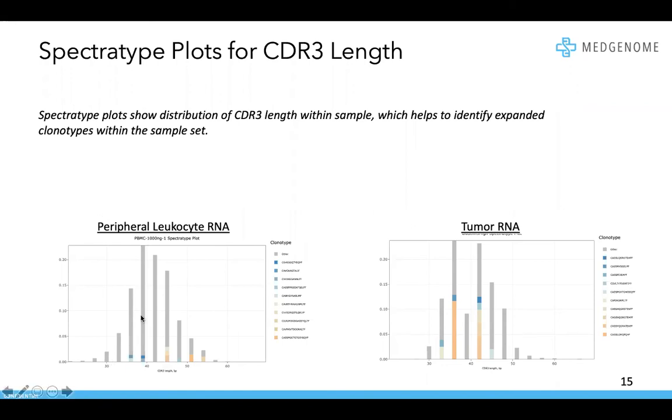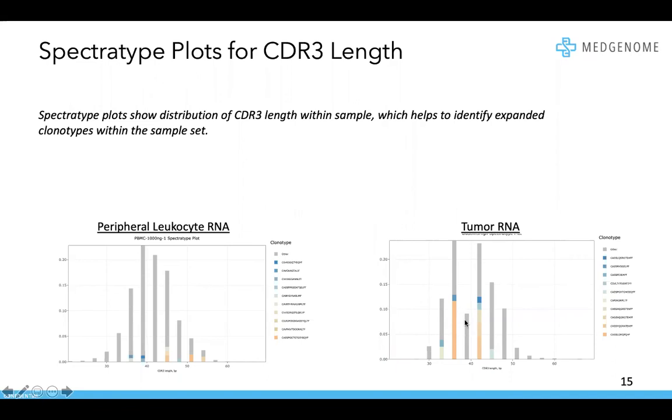These are taken from some client projects. On the left, you see just a healthy individual PBMC sample. What you expect to see is a bell-shaped curve here, representing the various sizes of CDR3 lengths. And the one on the right is a sample taken from tumor RNA. You can see you lose this bell curve because some of the lengths are very highly expanded. Some of the clonotypes are highly expanded.